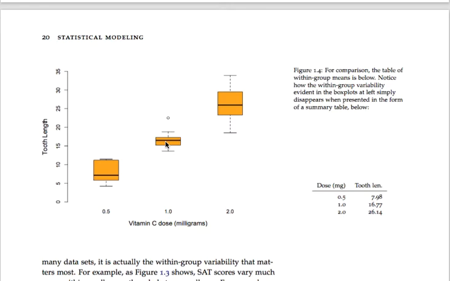on the order of 10 or 15 points, whereas the variation within a group is on the order more of like 5 or 6 points for tooth length. And so here's a case where within group variation is smaller than between group variation. And the box plot is giving you both. That's why it's such a valuable tool for visualizing numerical and categorical predictors together.